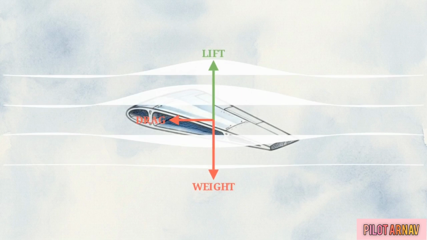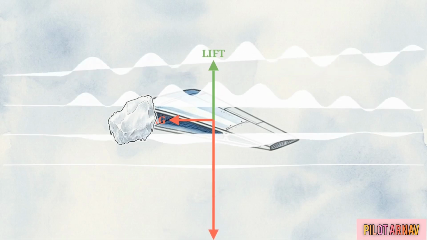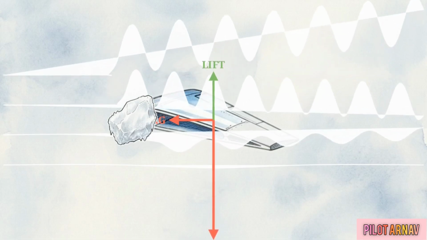Icing impacts flight performance through 3 simultaneous force adjustments. Look at the vectors. The ice adds weight, but it also destroys the aerodynamic profile, causing lift vectors to shrink and drag vectors to spike.